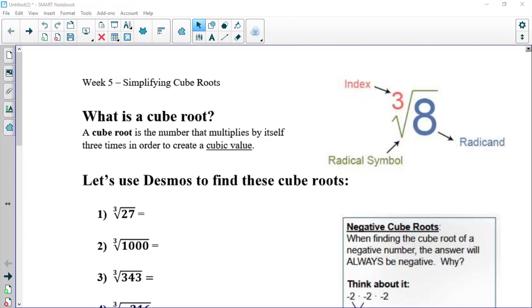Everyone, today we're going to look at how we simplify cube roots. What's going to be nice about this is it's really not a whole lot different than what we did with simplifying square roots. But first let's just talk about the parts of a cube root.